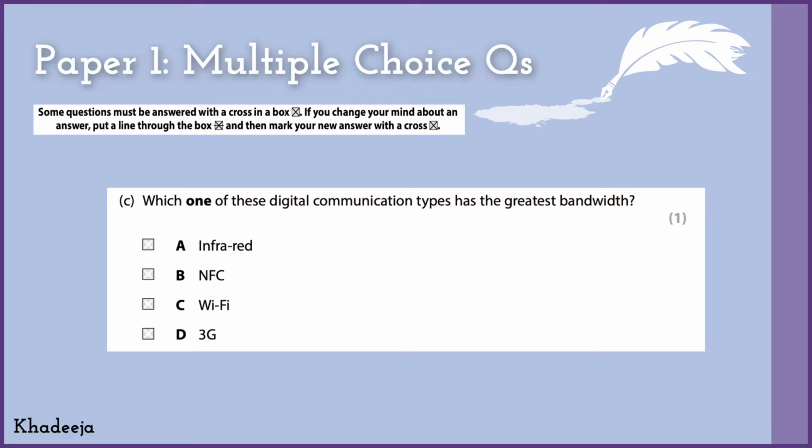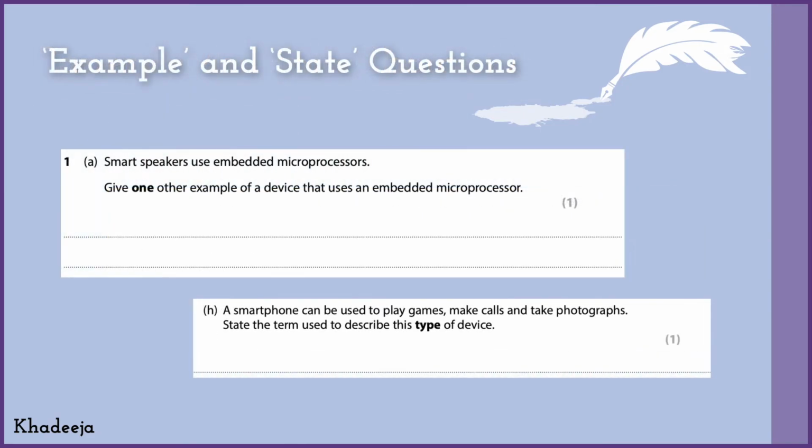Okay, so this is an example of a multiple choice question. You can see here, which one of these digital communication types has the greatest bandwidth, and then there are several options to choose from, and it's for 1 mark. Always, multiple choice questions are for 1 mark only. Next, moving on, another type of question, or a few other types of questions, are example questions and state questions. Okay, so the first picture over here that I've put is an example question where they ask you to give an example. As you can see, smart speakers use embedded microprocessors. Give one other example of a device that uses an embedded microprocessor.